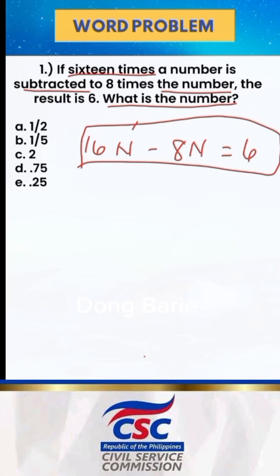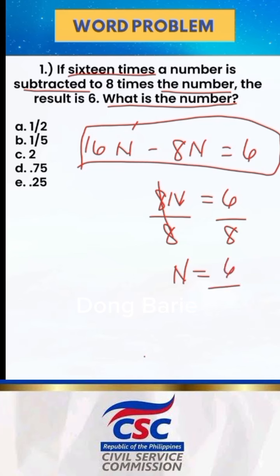So, pwede na po natin pag-minusin yung 16 at 8 kasi same naman po sila. 16 minus 8 is equal to 8n is equal to 6. So, para matanggal po yung n, i-divide lang po natin both sides into 8 para ma-isolate po yung n. So, cancel po natin yan. n is equal to 6/8.